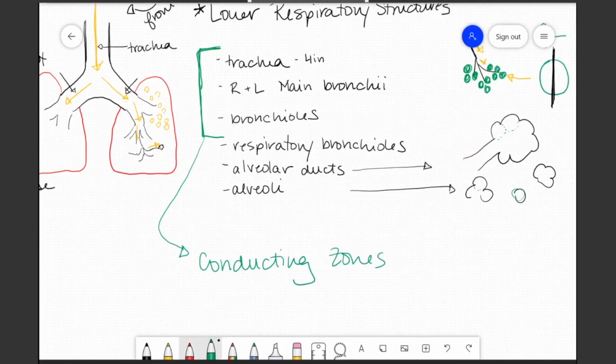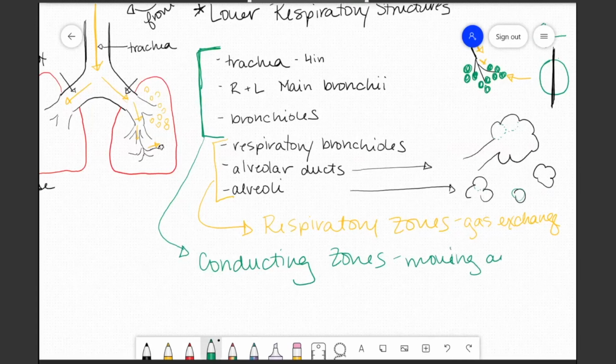Whereas once you get to respiratory bronchioles, alveolar ducts, and the alveoli themselves, this is where you actually are going to get exchange of gases. So these are going to be called respiratory zone structures. So now you can have exchange of gases along this process. The majority of it happens at the end in the alveoli, but you will have some gas exchange at these areas. So it's really cool to think about: the conducting zones are literally just conducting things. It's just moving air. There's no exchange of gases. Whereas your respiratory zones are actually where you can have gas exchange.